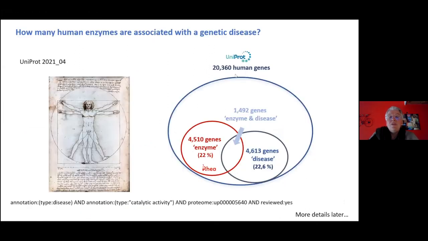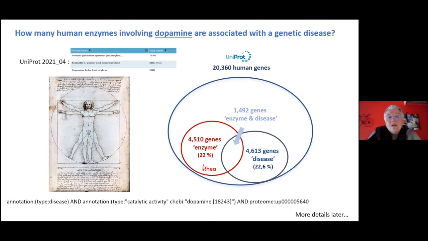This type of integration allows us to ask questions such as how many human enzymes are associated with a genetic disease? Or more precisely, how many human enzymes involving, for example, dopamine are associated with a genetic disease? We're going to see this type of query at the end of my talk.